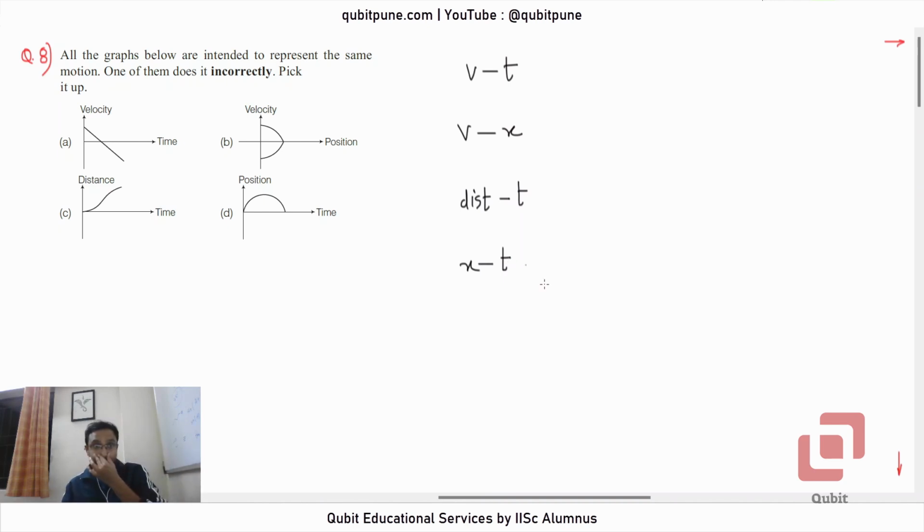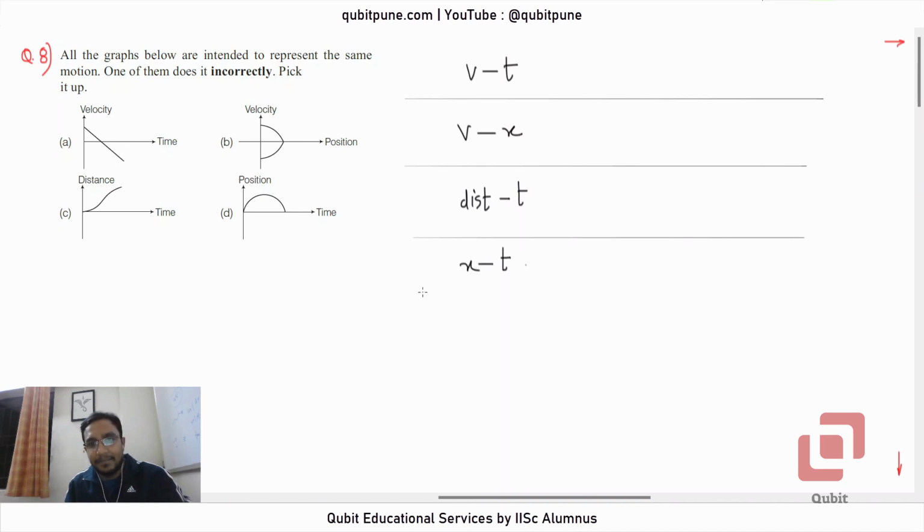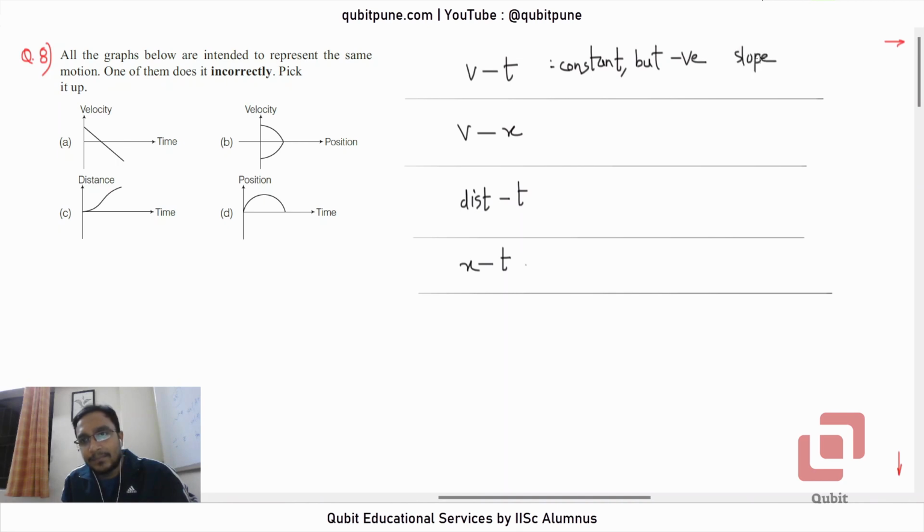Now look, the velocity time diagram is a straight line. So the VT diagram has constant slope. The VT diagram has constant but negative slope. Do you understand that? Constant but negative slope.